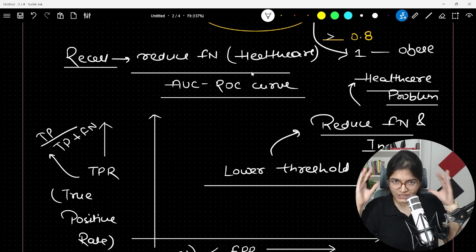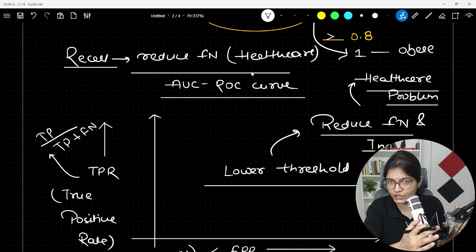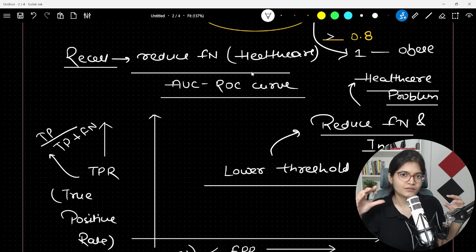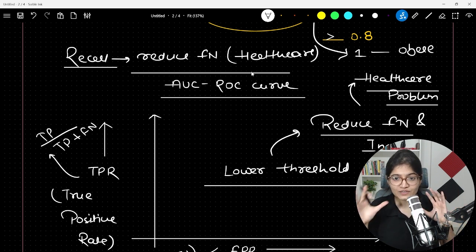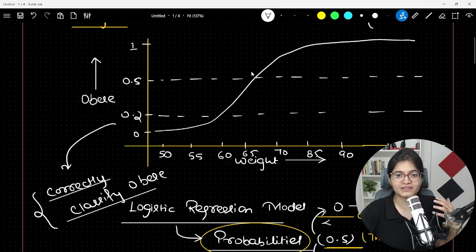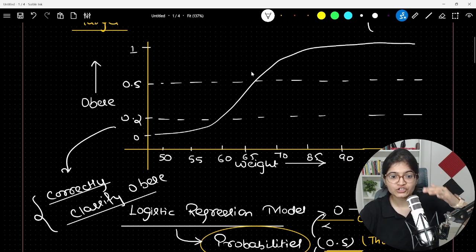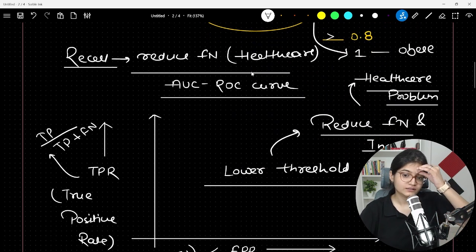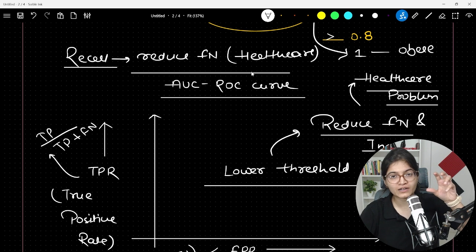Let's assume a patient genuinely has a cancerous issue, but after seeing the reports, the AI-based machine says that the person does not have a cancer problem. That is a major issue, because it risks the life of that person, right? So that is where we have to reduce that chance. In this case, when you reduce the threshold to 0.2, the chance of incorrectly classifying a person as not obese, even though he is obese, is very, very low. That is where the main purpose of lowering the threshold comes into the picture.